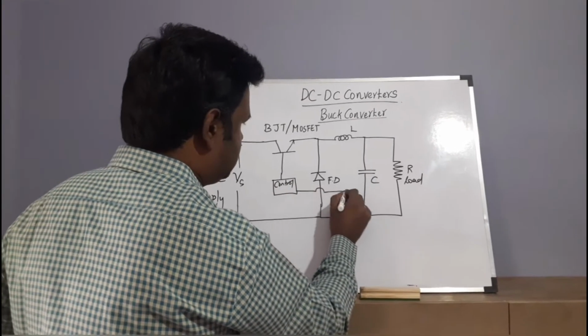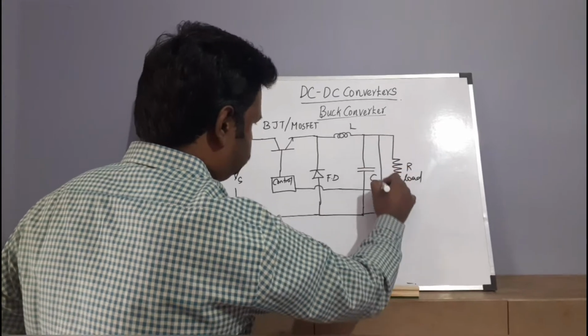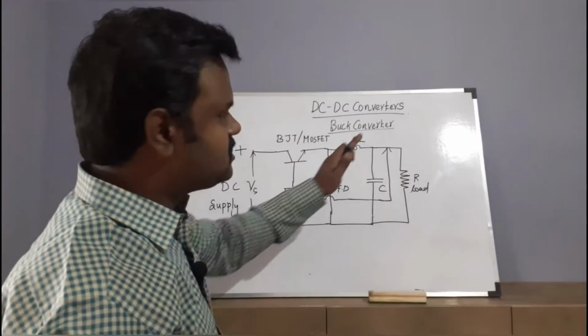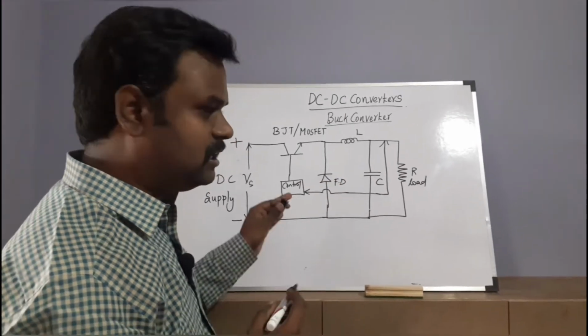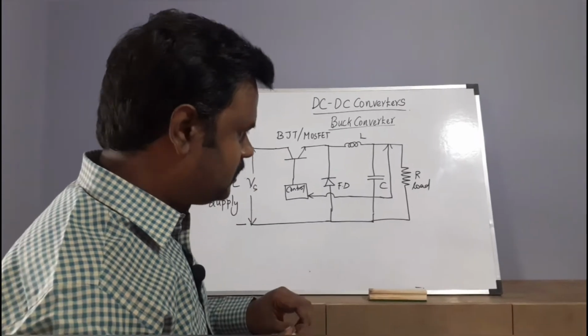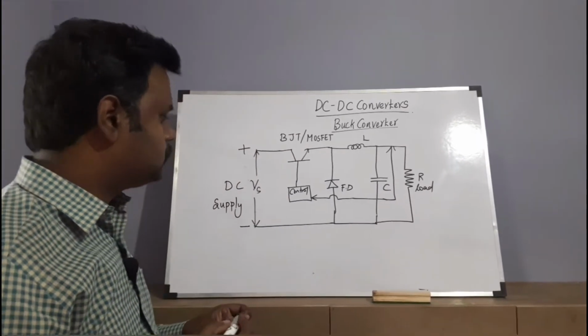So this has to be connected. Based upon your output needs, you can adjust the control circuit input such that your gating pulse can be adjusted. Let me explain the operation of this circuit.